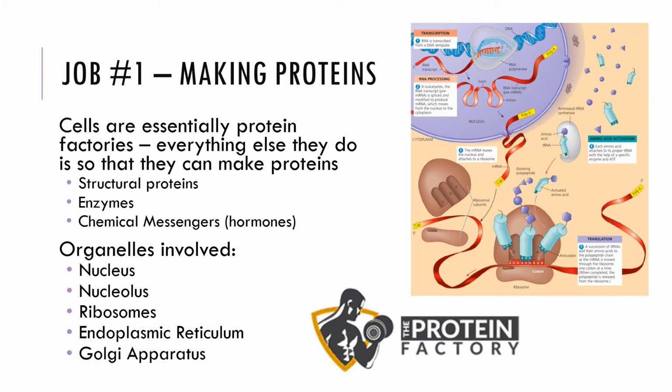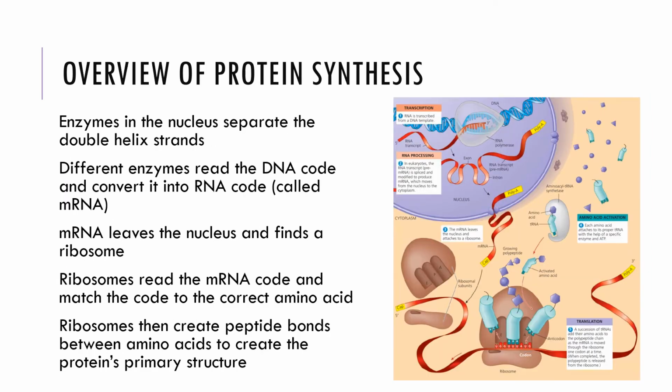Now, we have the cell membrane, and then we have the cytoplasm that is enclosed inside the cell membrane. The first job we're going to look at now is making proteins. So we're going to look at all the organelles that are important to this particular job. You can essentially think of cells as little protein factories. Everything they do is so that they can make more proteins. This is for enzymes, for structure, for things like hormones or messaging systems, so we can communicate with other cells or even other organisms. And the organelles that we're going to look at are the nucleus, nucleolus, ribosomes, endoplasmic reticulum, and the Golgi apparatus.